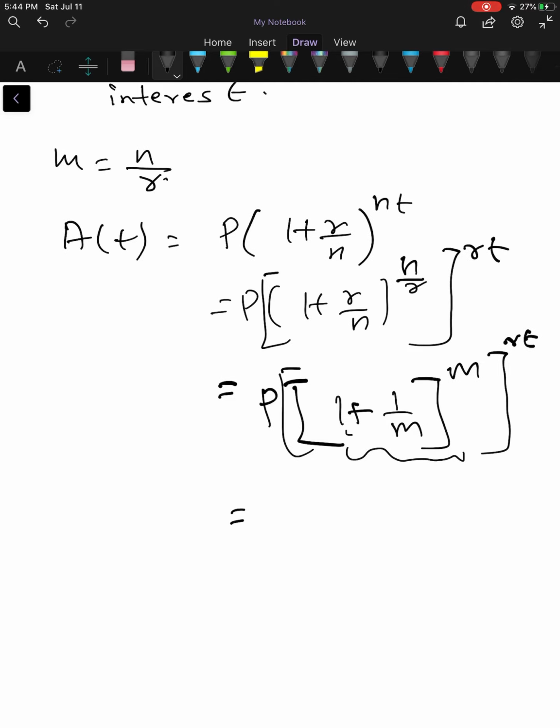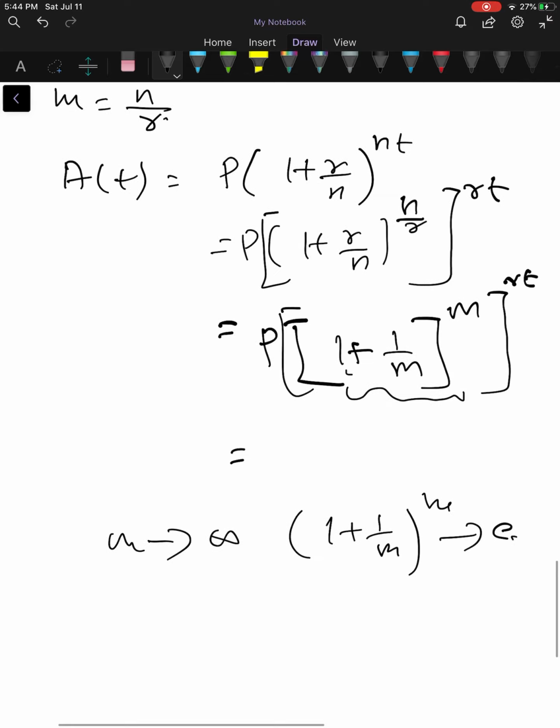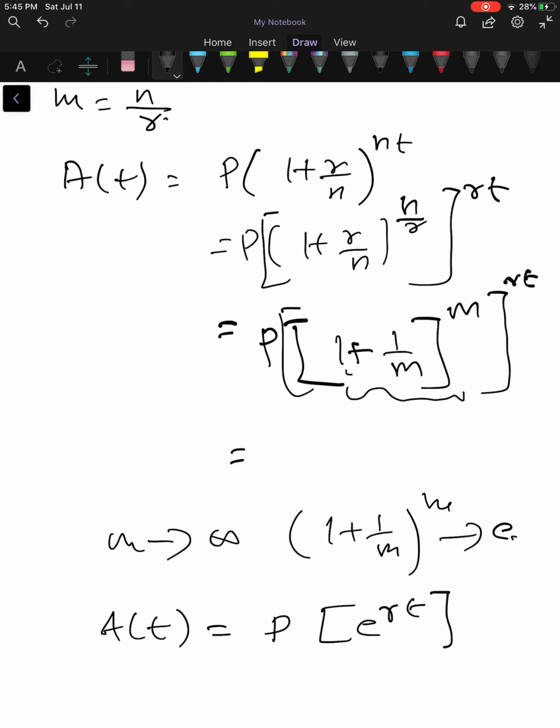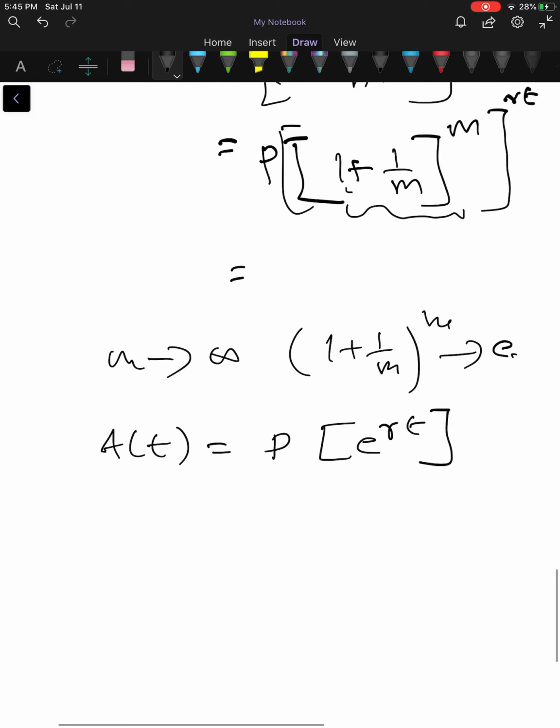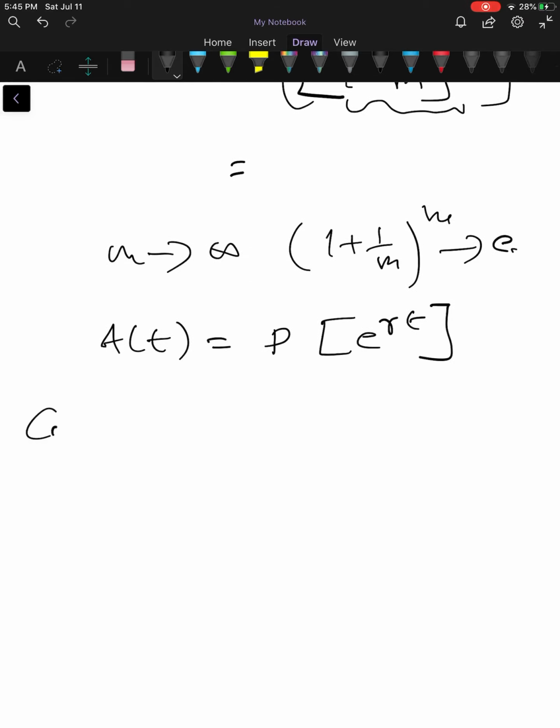What does this inside term approach if m increases eternally? It is approximately equal to e, right? When m tends to infinity, (1 plus 1 by m) to the power of m tends to e. It approaches the number e. Therefore the formula changes to A of t equals P times e to the power of rt. This expression gives the amount when interest is compounded at every instant, so this is called continuously compounded interest.